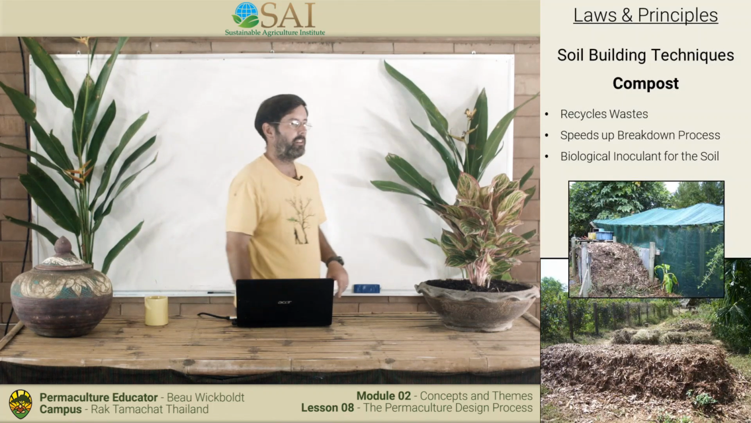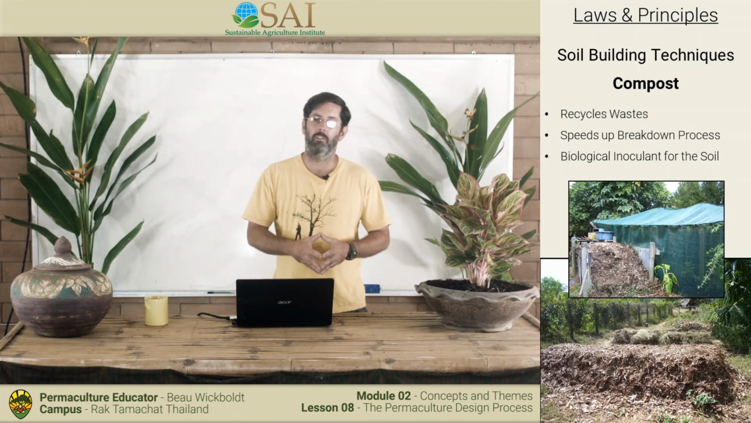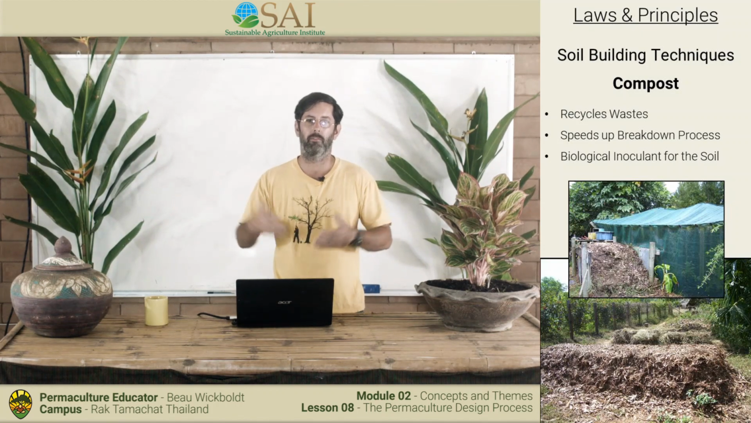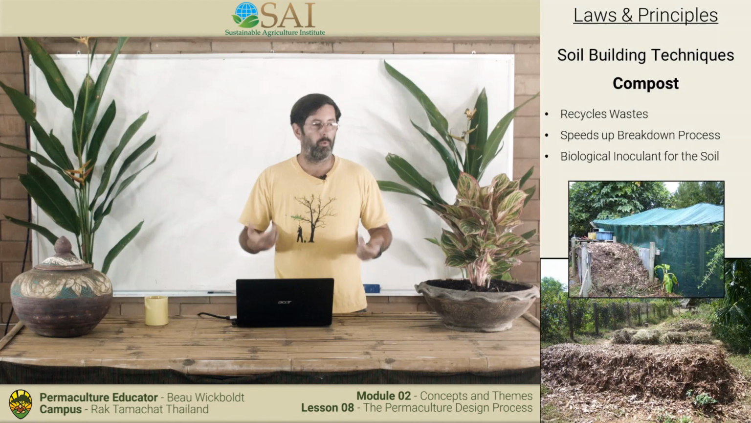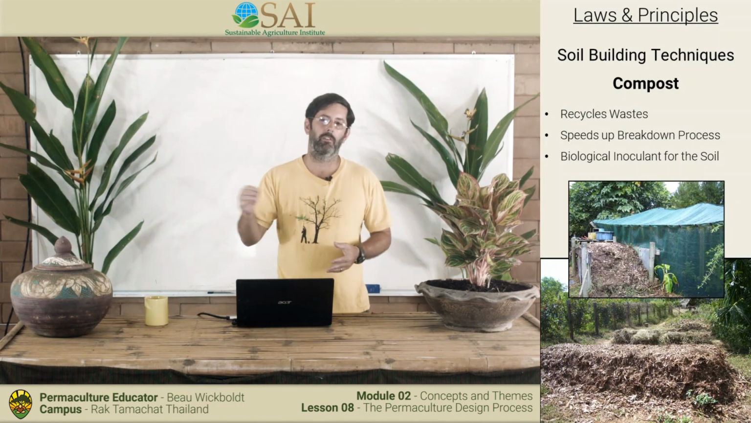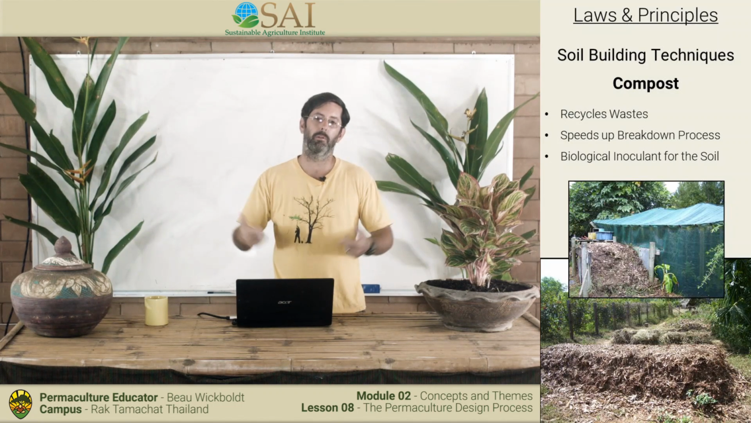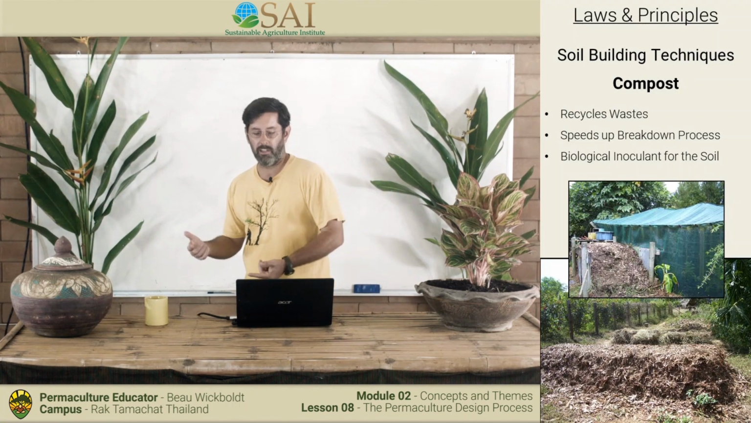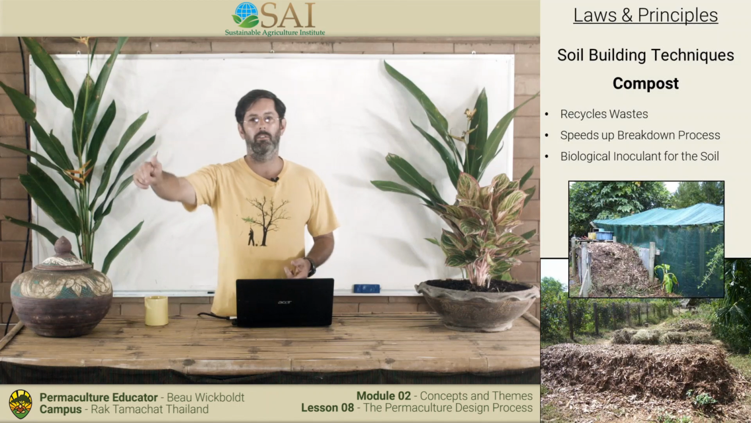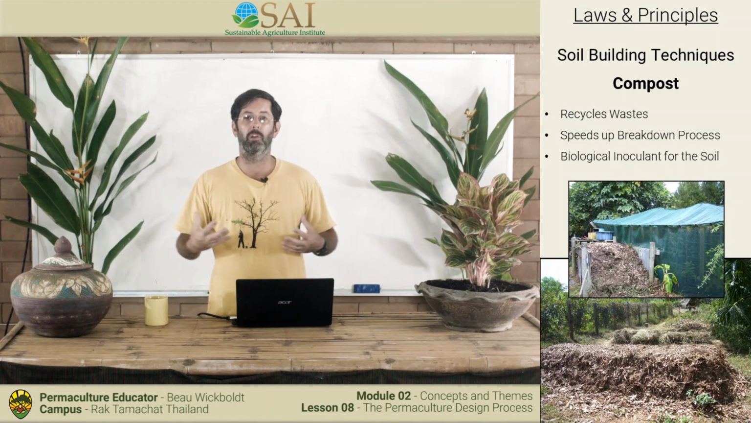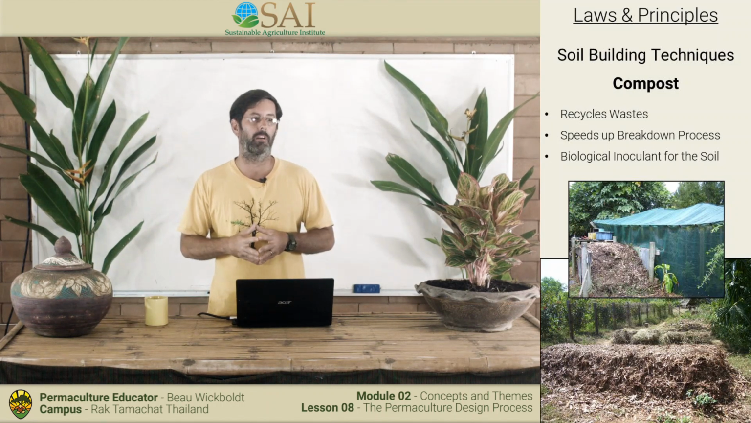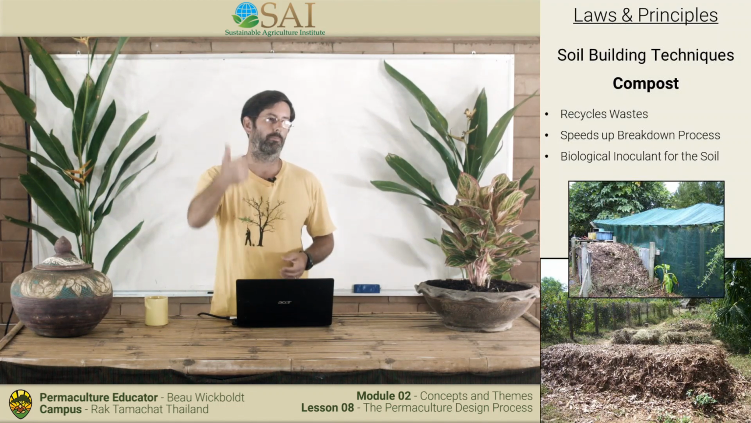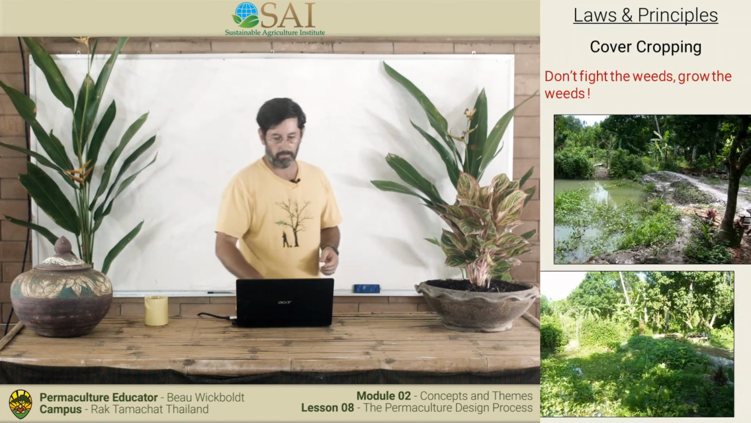So soil building techniques. We can employ compost in your system. Where's your compost pile going to be, guys? In the relationship for your design. Why do we want to have a compost pile? It recycles our waste. It speeds up the breakdown process. We're speeding up succession, and it gives us a biological inoculant for the soils in our garden. We're going to build up those beneficial microorganisms, and then we're going to boom that garden, and that plant's going to respond. This is why we want to do that.